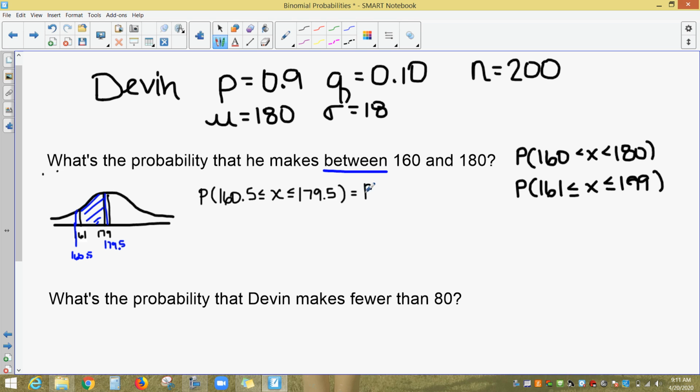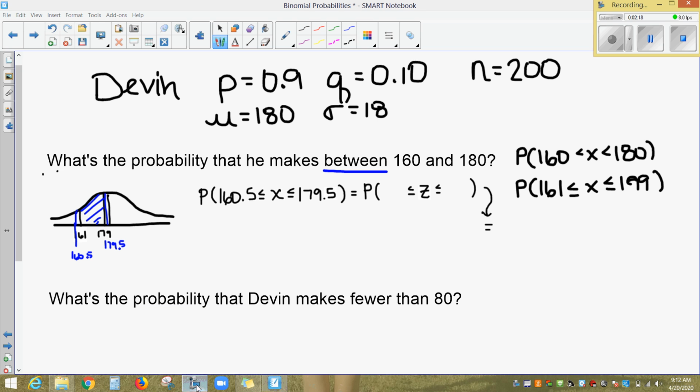I need to turn both of those into z-scores. And then I need to find, using my table E, I'm going to zigzag down to here, find that area between those two scores. Go ahead and pause the video, do those computations, and then come back to me when you want to see the answer.